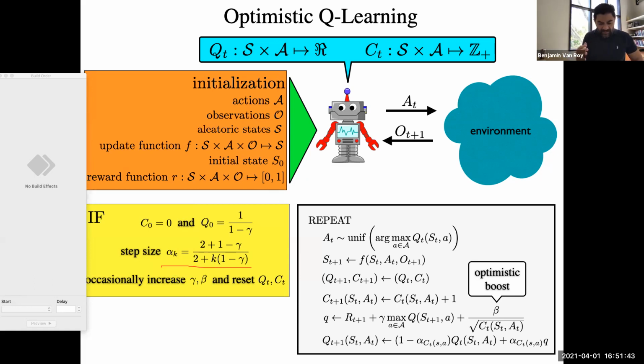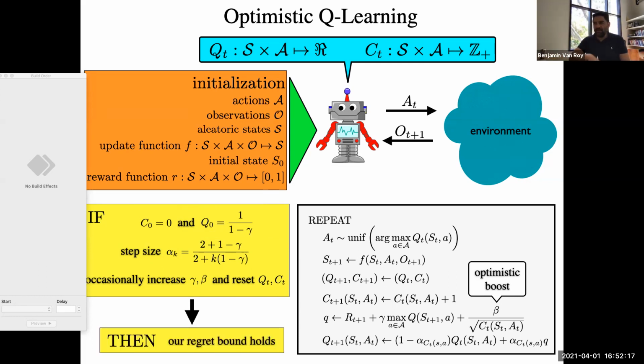And what the agent has to do is occasionally increase both the discount factor and the optimistic boost coefficient. And whenever it does that, it resets the action value function and the counts in this way. So the idea is the discount factor and optimistic boost coefficients are increasing over time, and whenever they're increased, I start over with an optimistic Q function and zero counts. Okay, so if all that is done carefully, done right, our regret bound holds. And details of how that can be done are in the paper.